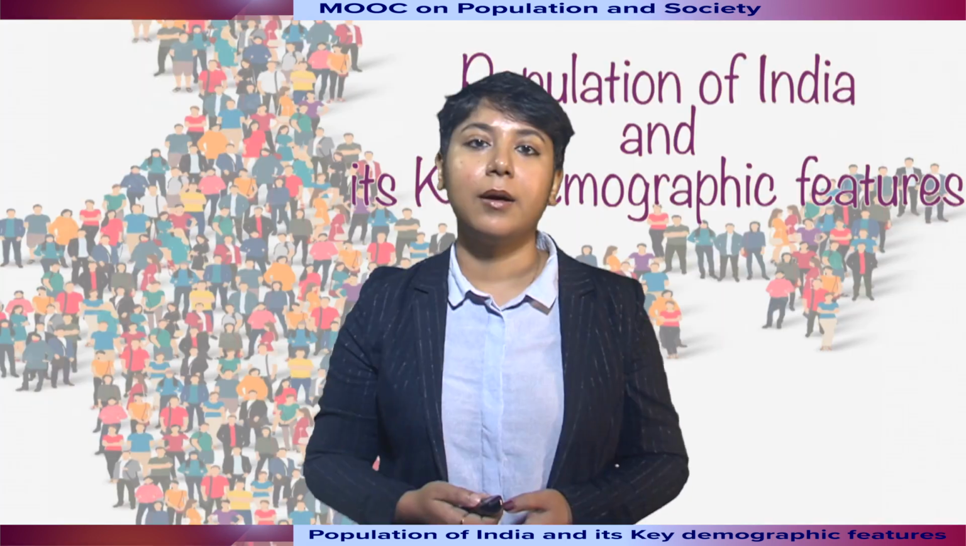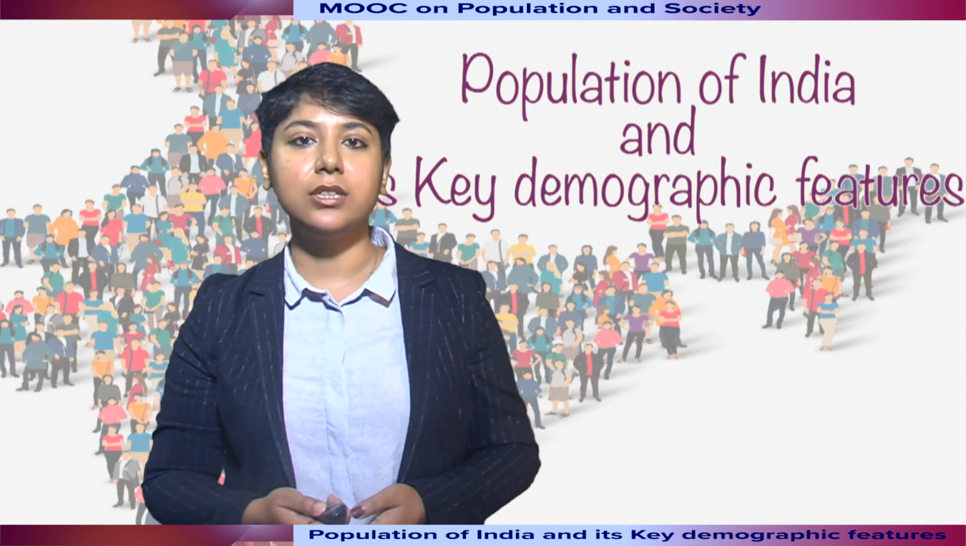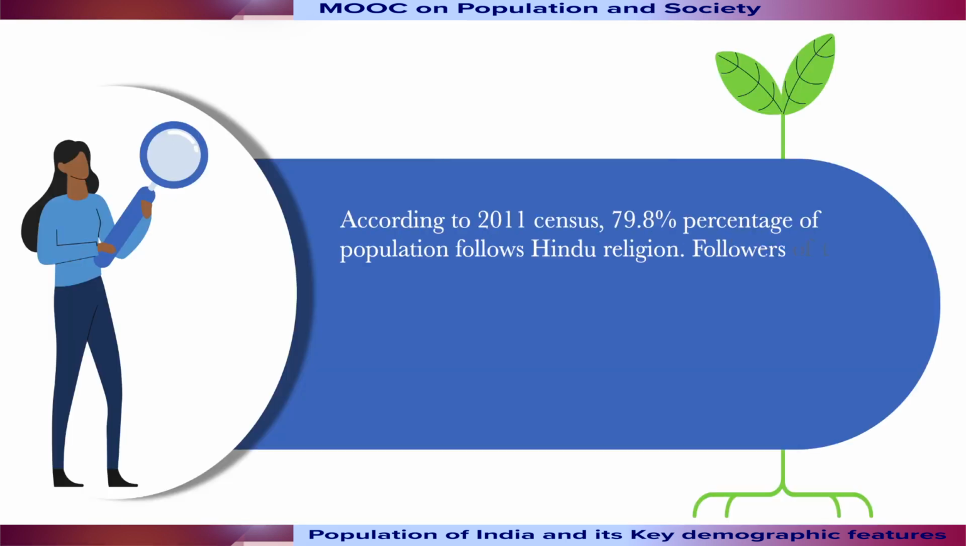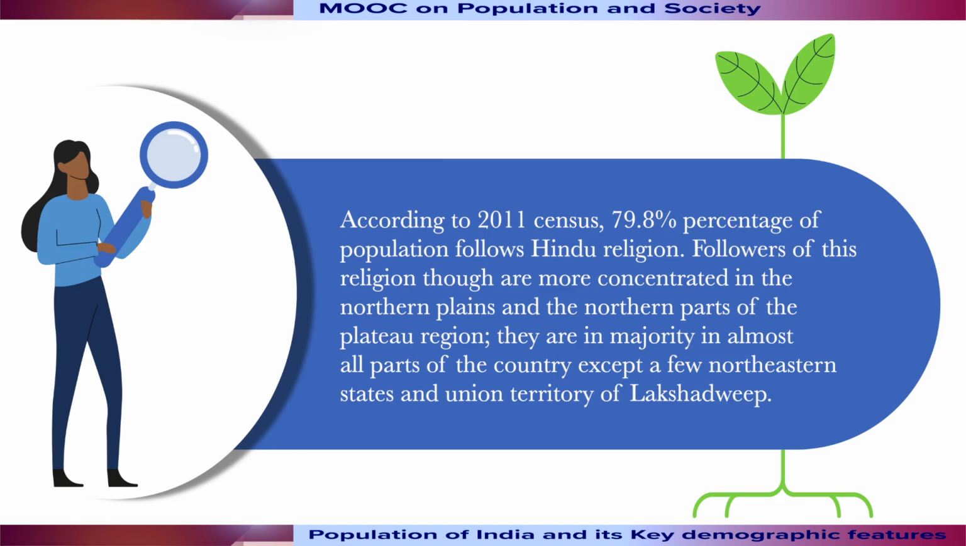Zoroastrians. We see that the majority of the population belongs to the Hindu religion. That is, Hindus are the largest religious community in India. According to the 2011 census, 79.8% of the population follows the Hindu religion.